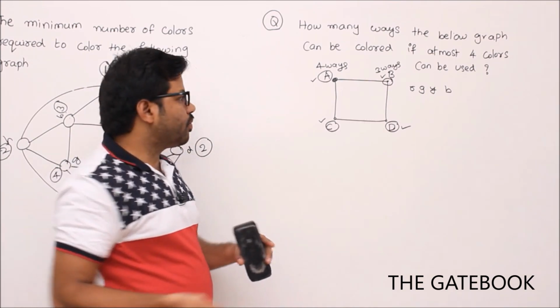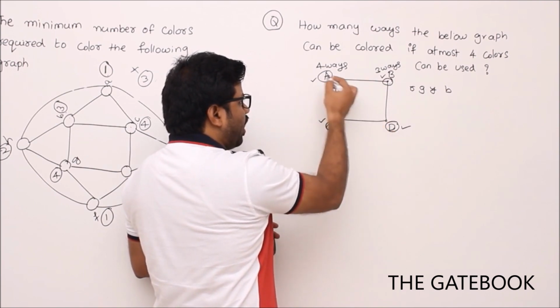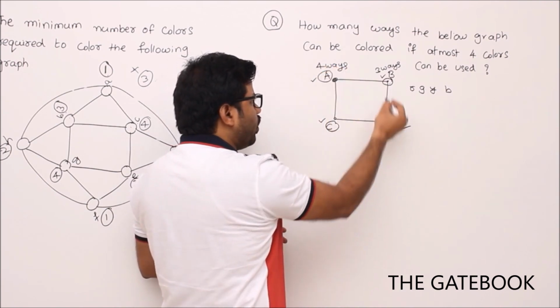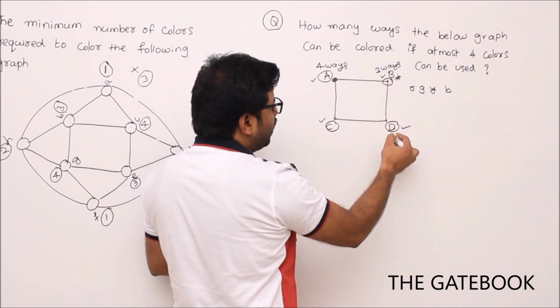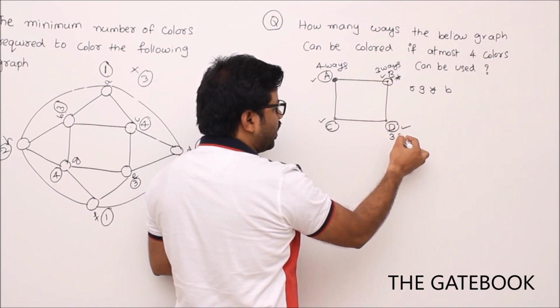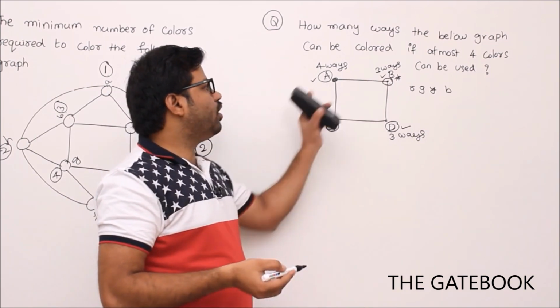Come to D. Since B is already colored and A and D are unrelated, you can take the color of A, not an issue, right? The only condition is you can't use the color of B. Then how many different ways can you color it? Other than B's color, there are 3 colors. So anything I can use, then 3 ways, right? So far so good: 4 into 3 into 3.